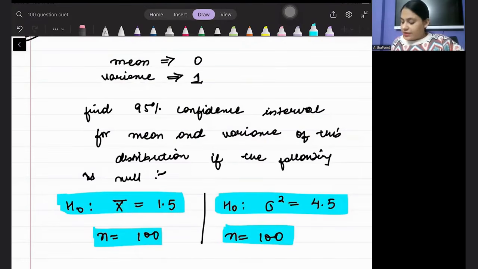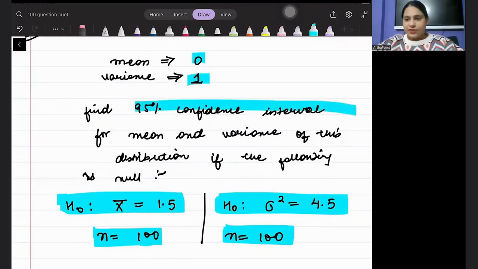Okay, beta. I've given you the mean and variance of the distribution. I've given you the sample size and I'm asking you to calculate the 95% confidence interval. Okay, beta. Thank you.